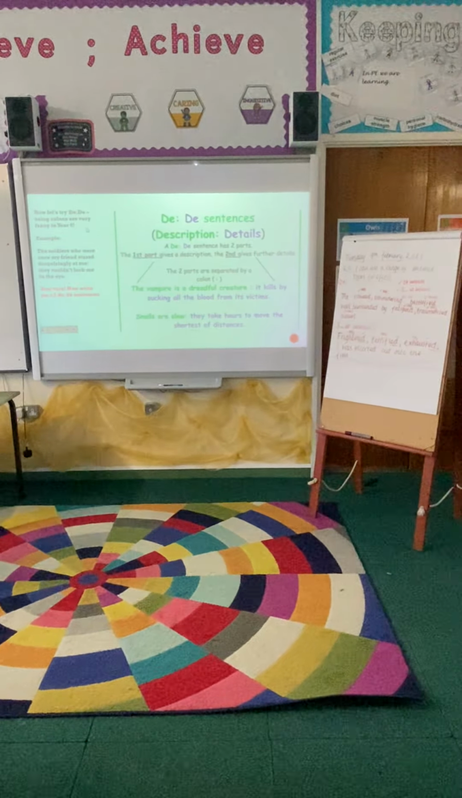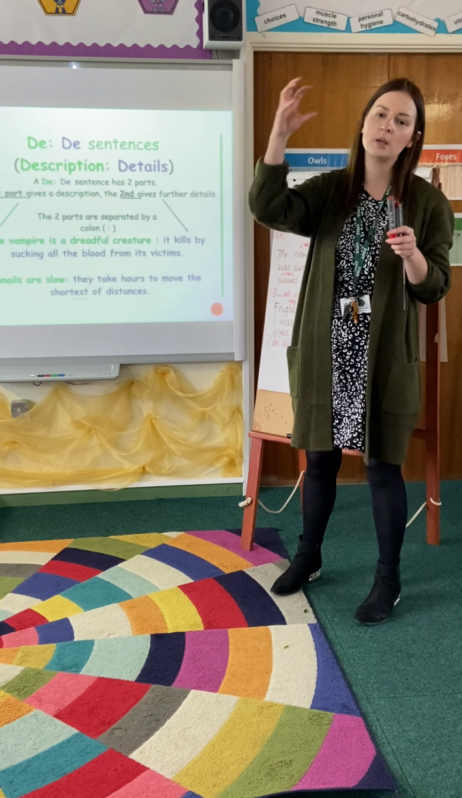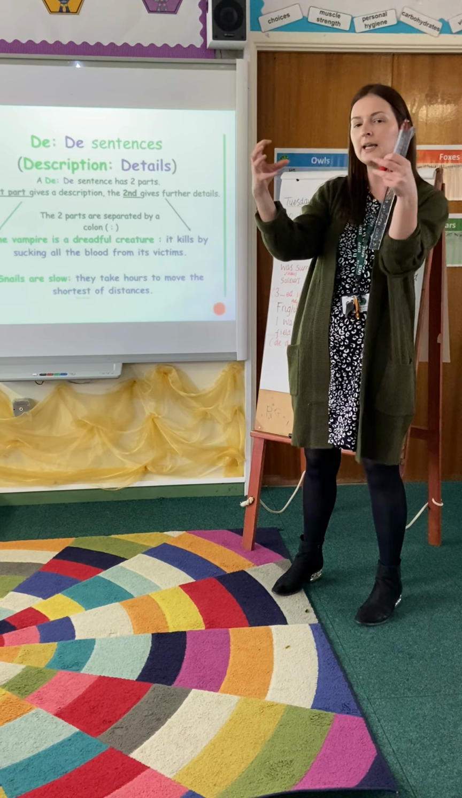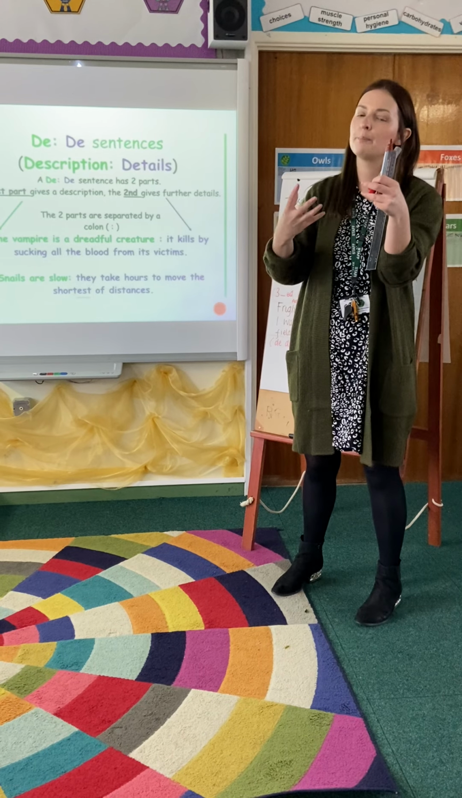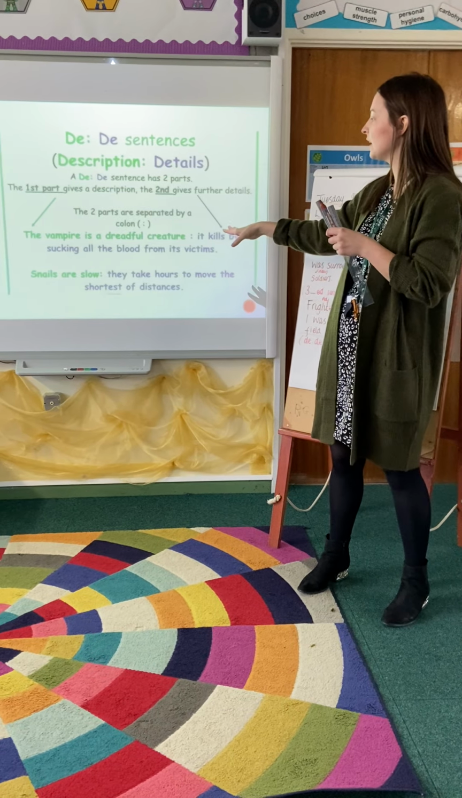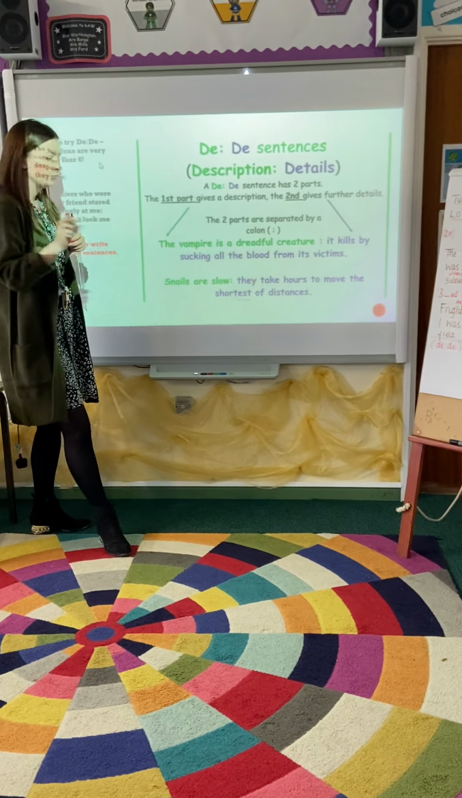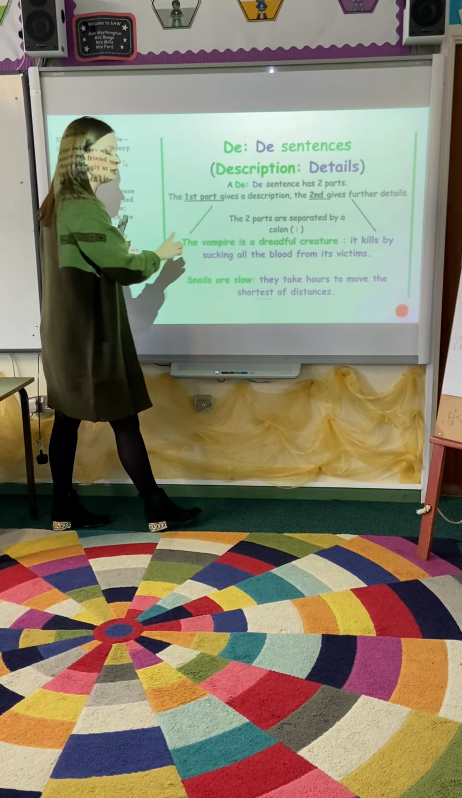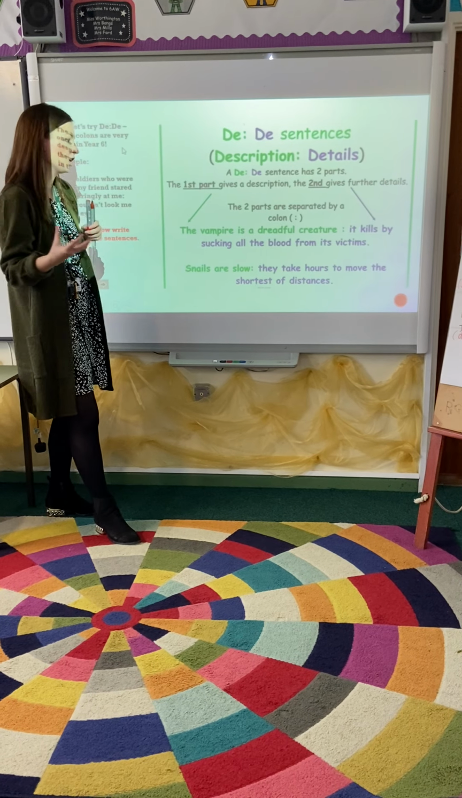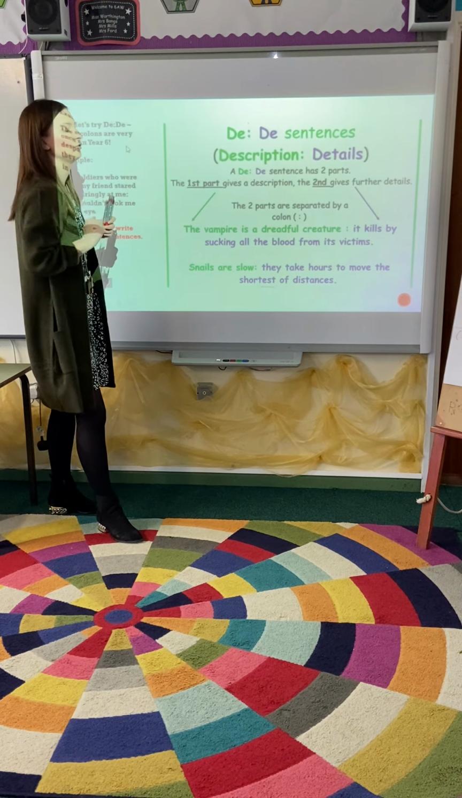So, for example, if we were doing this from the viewpoint of Charlie, I might want to put something like, the soldiers who were once my friends stared despairingly at me. They couldn't look me in the eyes. So that second part is still talking about the first part, and they are still clearly linked. They're just providing a bit more detail about those soldiers. The example that they've given, the vampire is a dreadful creature, colon, that's my description in the green. The detail is now giving me more information about this dreadful creature. So it kills by sucking all the blood from its victims.